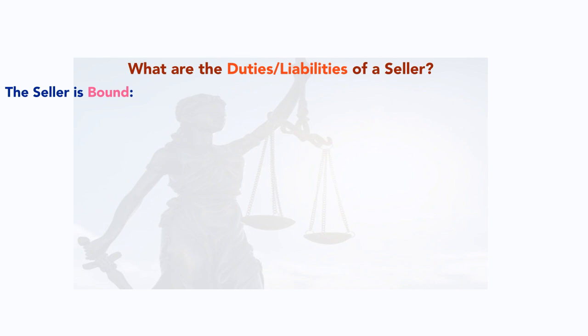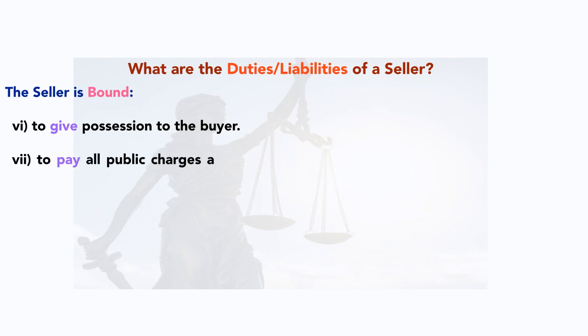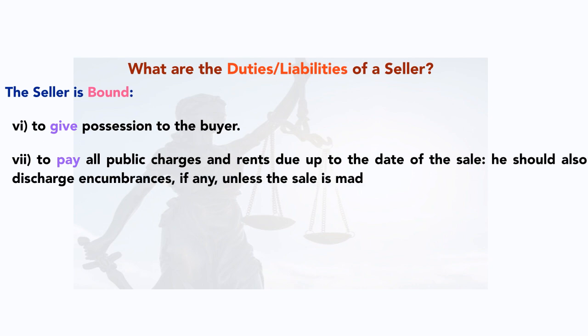Next point is to give possession to the buyer. Of course, when the buyer has paid you the money, you need to give the possession of that property to that buyer. To pay all public charges and rents due up to the date of the sale. That means whatever property tax and other taxes there might be, you need to pay before selling that property. He should also discharge encumbrances. We have already seen this term. So there shouldn't be any problem of any sort or any liability with that property. If there is, then all those liabilities have to be cleared first.